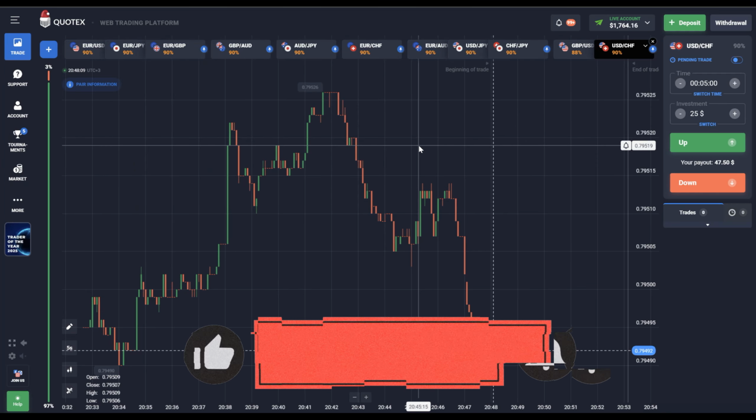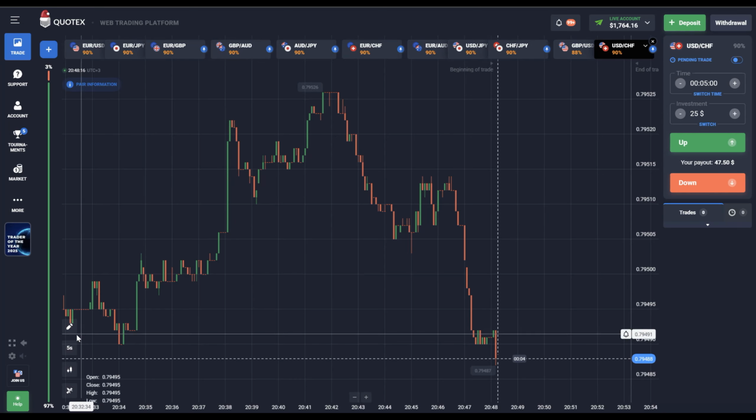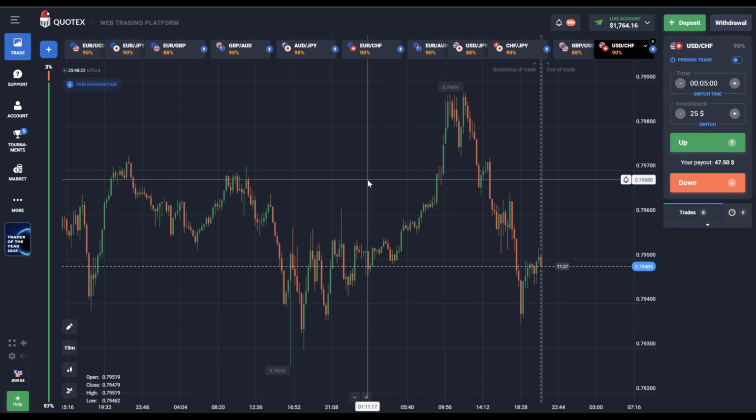Today we'll be trading using support and resistance levels with the broker Quotex. We'll be trading with an amount of $25 and an expiration time of 5 minutes. Let's take a look at what's happening in the market.